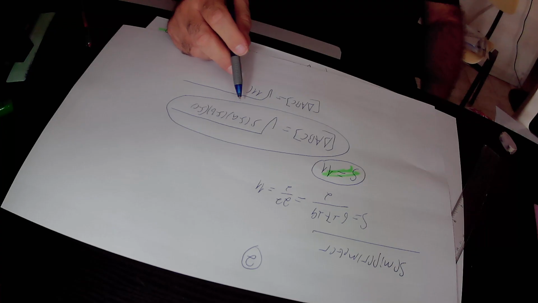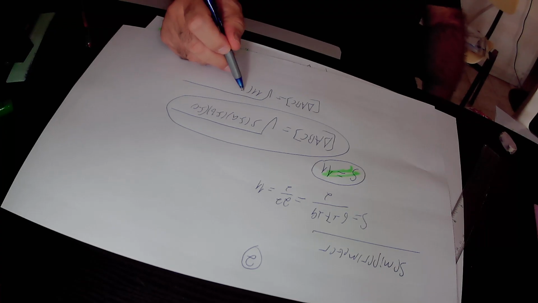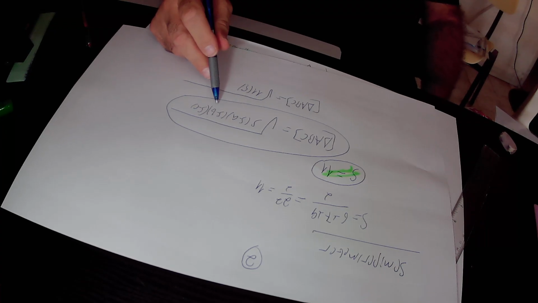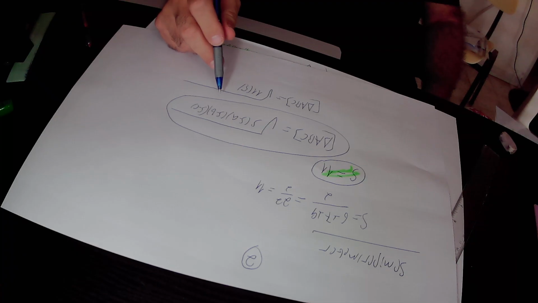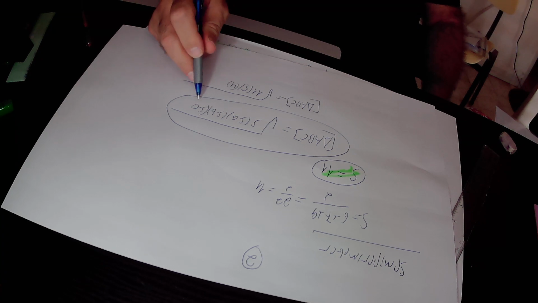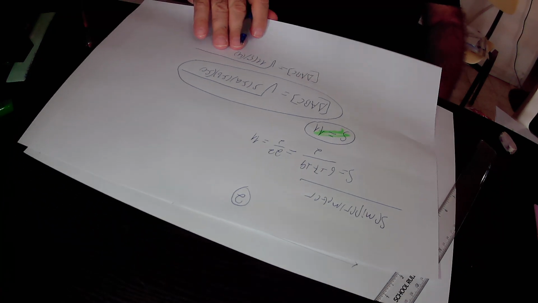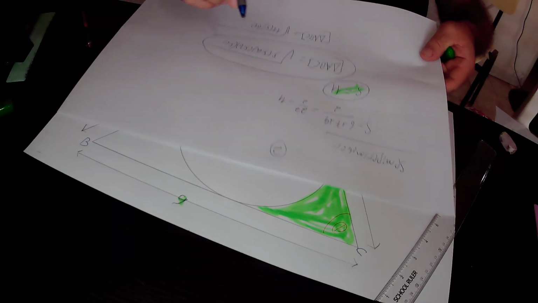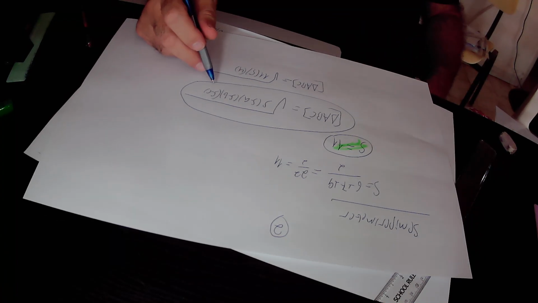So S minus A is 11 minus 6, that is 5, times S minus B. S is 11, B is 7, so 11 minus 7 is 4, times S minus C. S is 11 and C is 9, so it is 11 minus 9, that is 2.